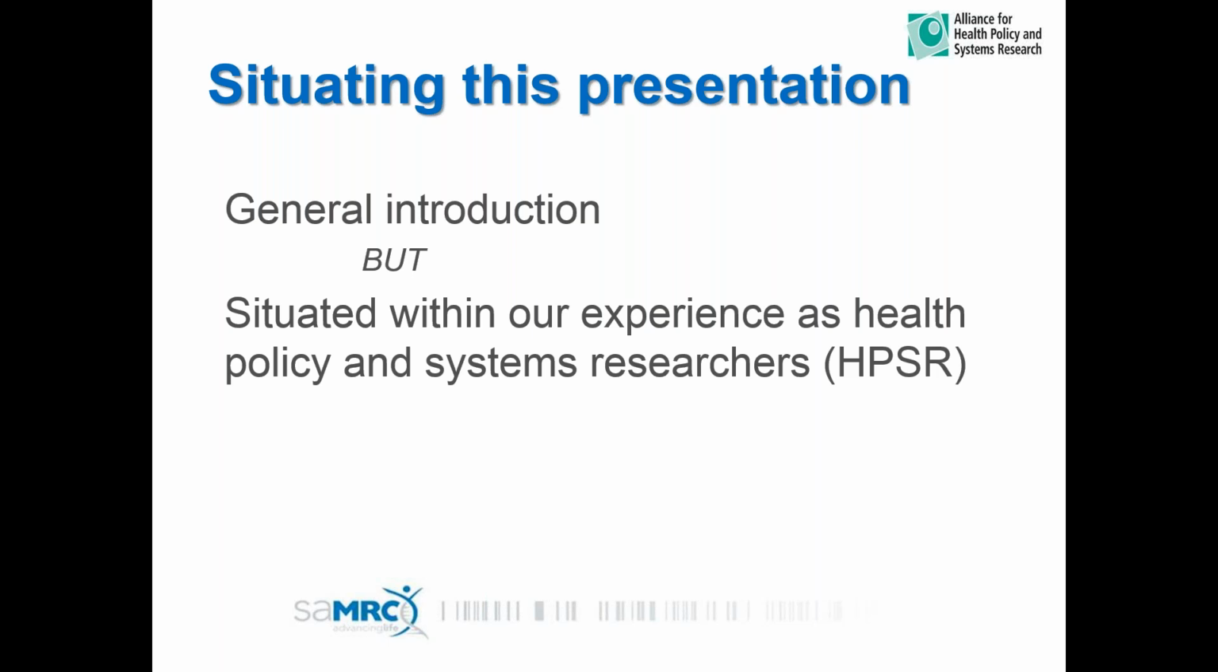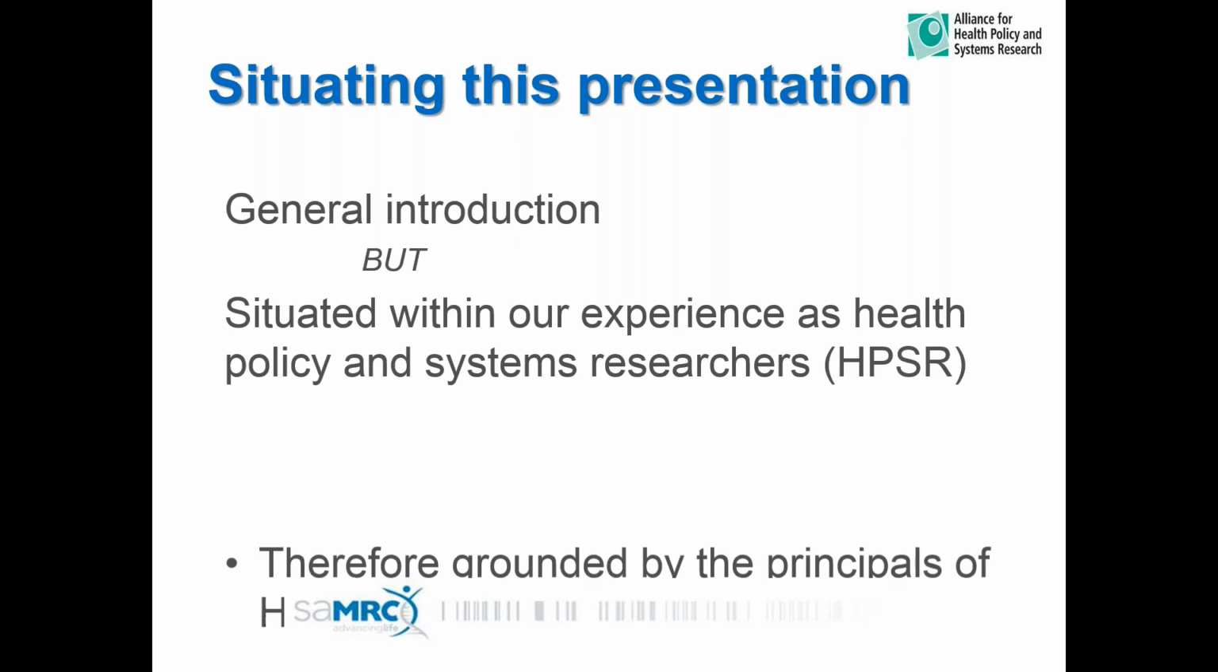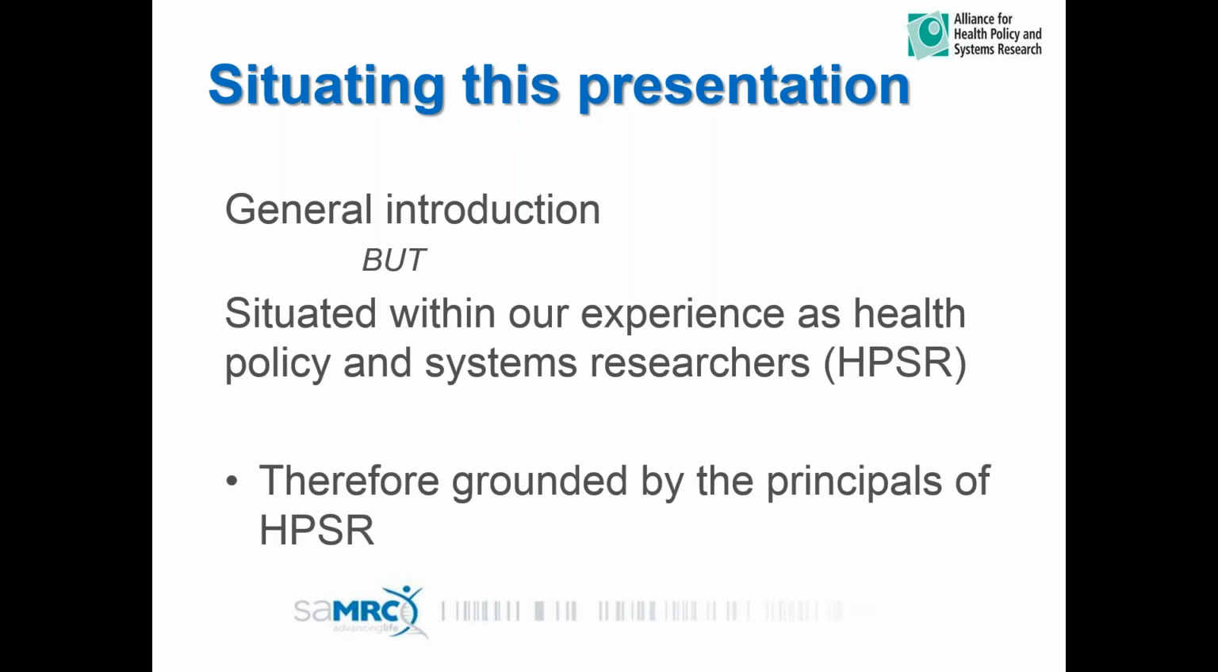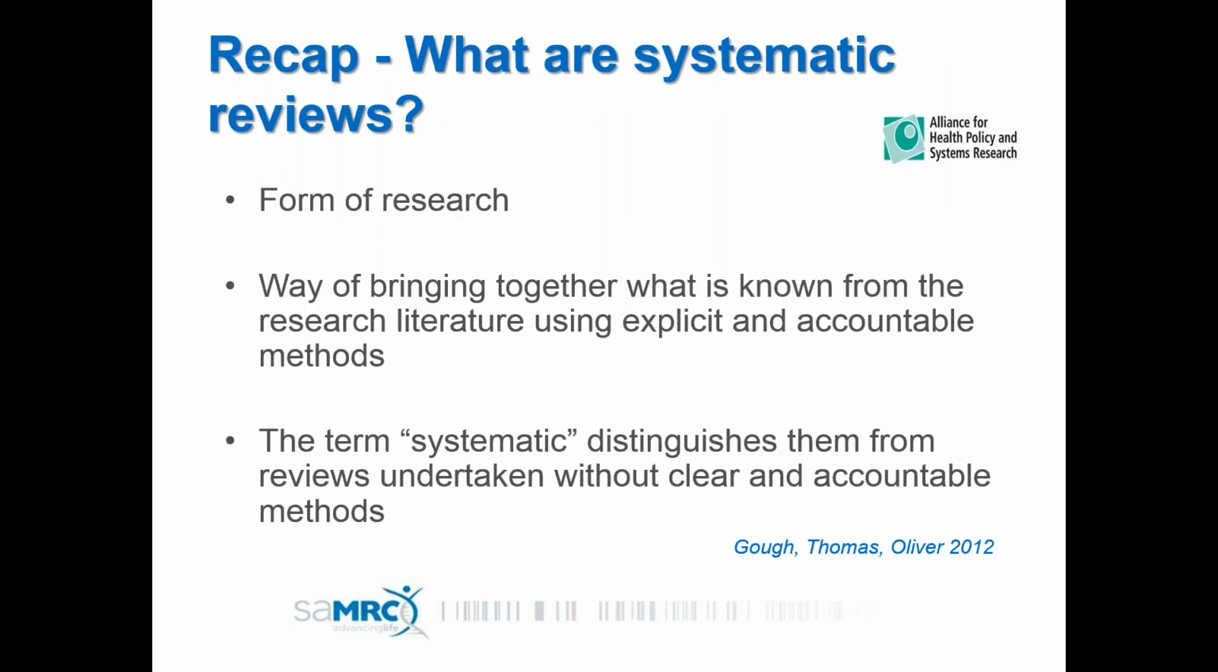Okay, so then just to recap for those people who attended Jane Noyes' seminar, and also for those who haven't, a recap of what systematic reviews are. They are a form of research. It's a way of bringing together what is known from the research literature using explicit and accountable methods. And the term systematic review distinguishes them from reviews which are undertaken without clear and accountable methods.